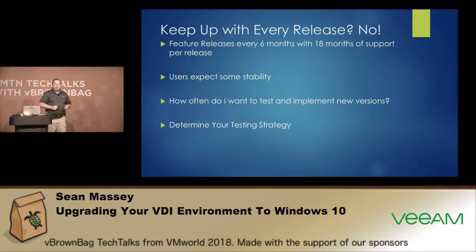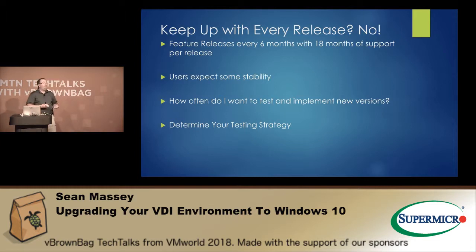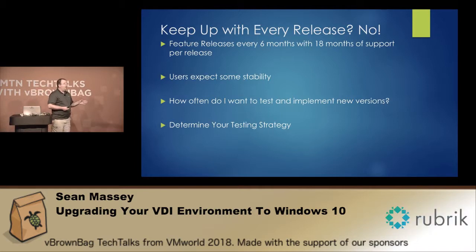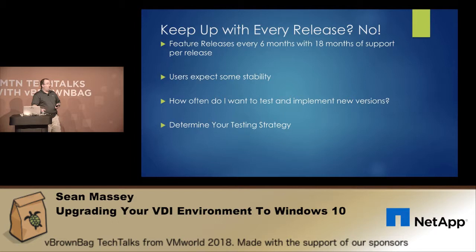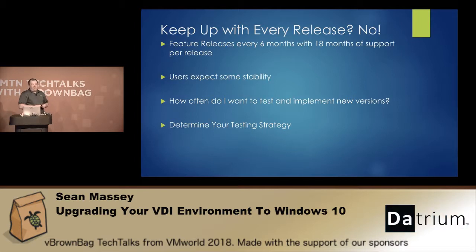The other thing you have to consider is how often do you want to actually be testing and implementing new versions of Windows 10 in VDI, right? If I'm doing this every 6 months and I'm doing this across a large user base, by the time I get done implementing all my Windows 10 desktops, I'm back to the beginning. And I'm going to be back to upgrading my images, back to testing, and back to redeploying. So there's a lot of churn and a lot of testing there. And finally, you actually have to determine a testing strategy to be able to do these upgrades, right?